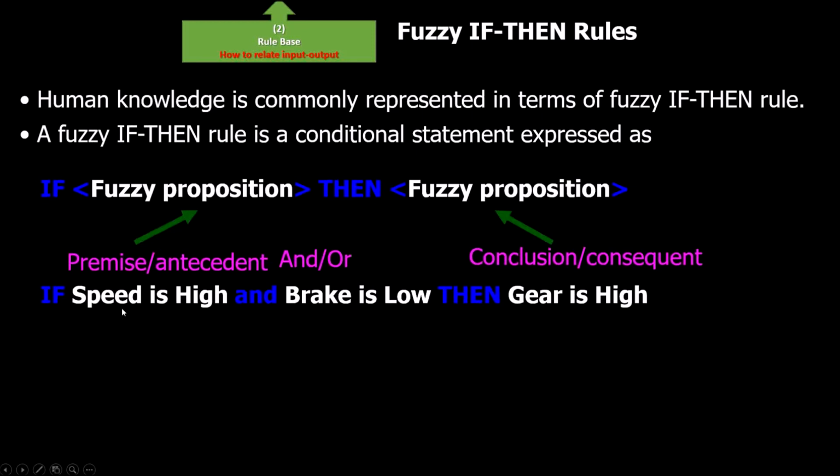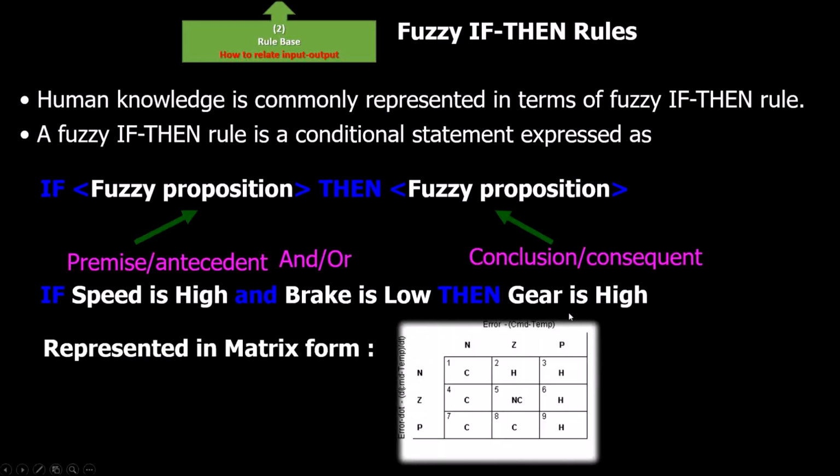For instance, let's say we have a simple notation where we want to relate the inputs speed and brake with respect to the gear. If speed is high and brake is low, like when you drive a car on a highway, your speed is high and you don't apply much brake, then the automatic gear should be high to ensure it runs smoothly. If speed is low and the brake is applied many times, or brake is high, then the gear should be low. This is how we usually construct the rule base.